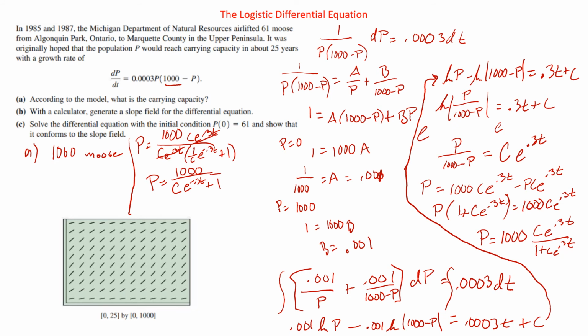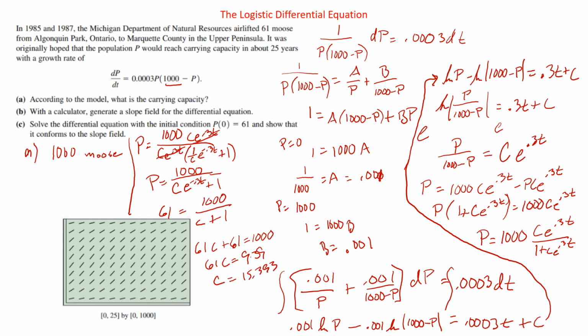61, so we can solve for c. So this is a general equation, but we can plug in 61 equals 1000 over c. When t is 0, that's e to the 0, which is 1, plus 1. We could multiply it over to get 61c plus 61 equals 1000. Subtract the 61. 1000 minus 61 is going to be 939. Divide by 61 to get c equals like 15.393 or so.